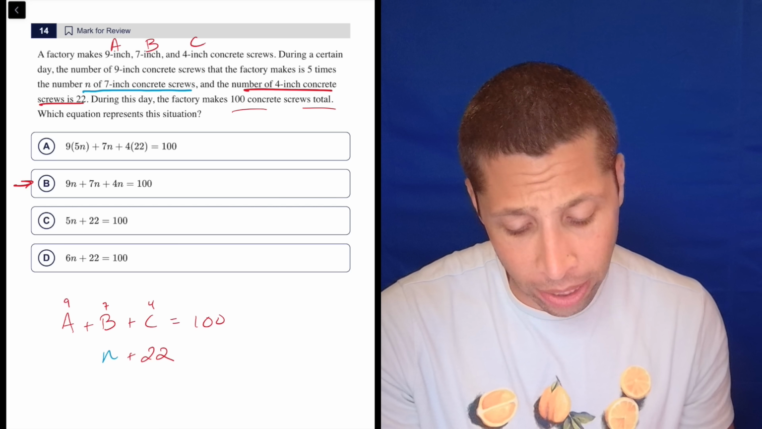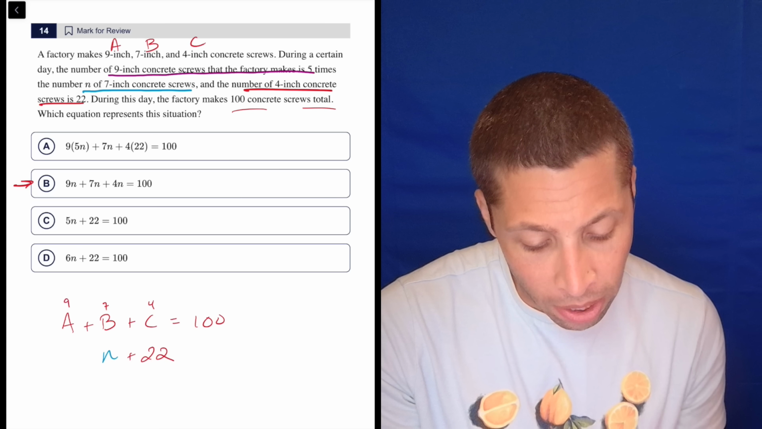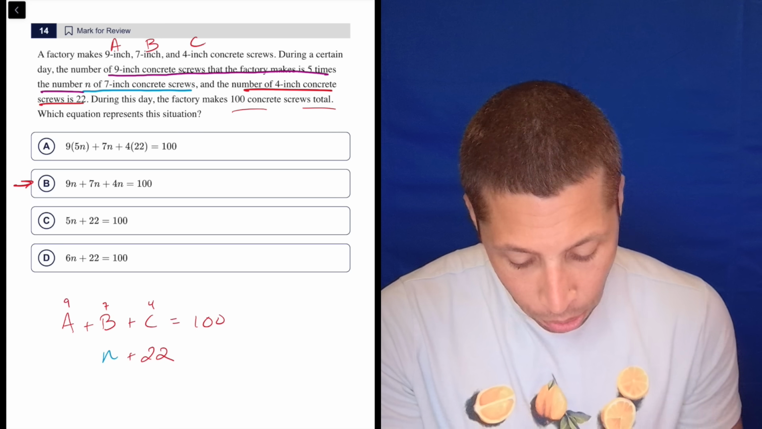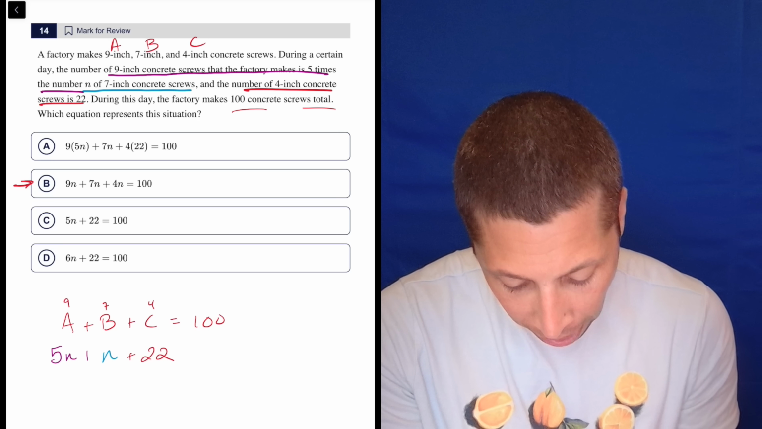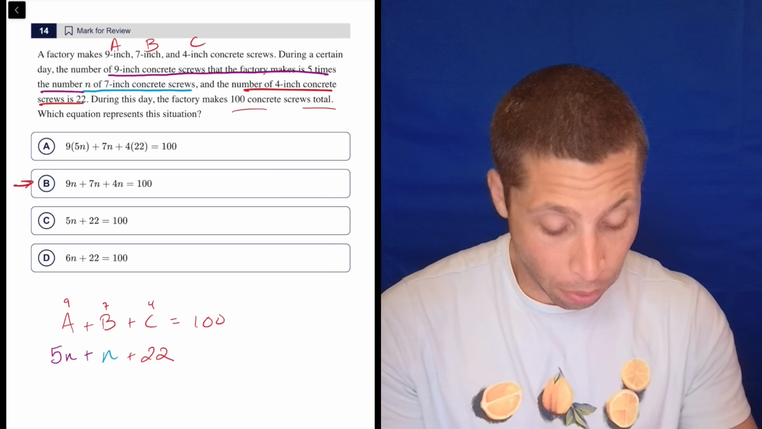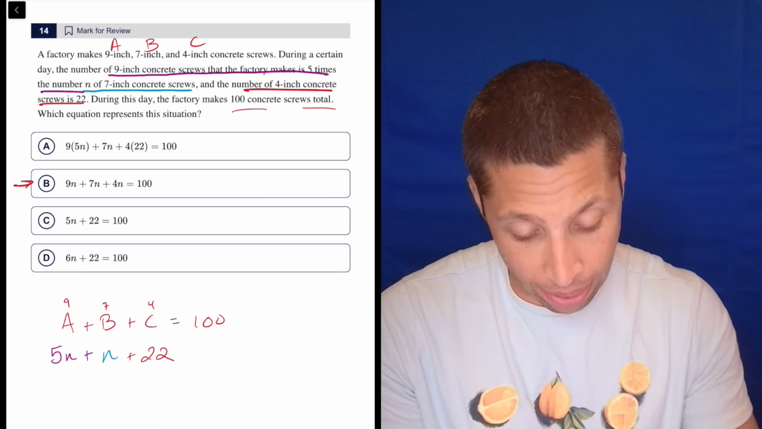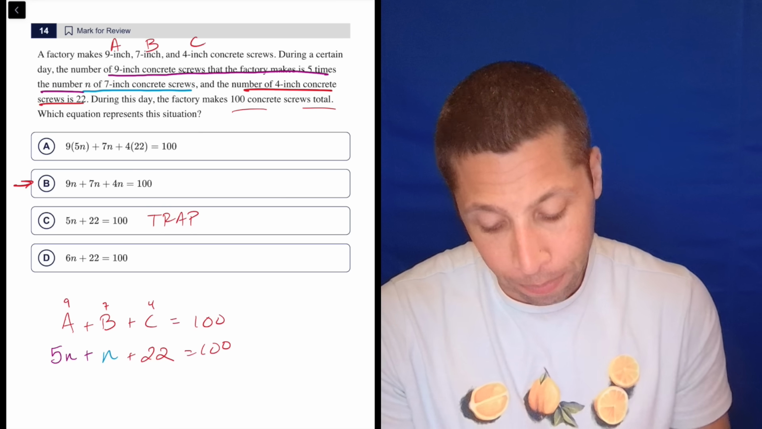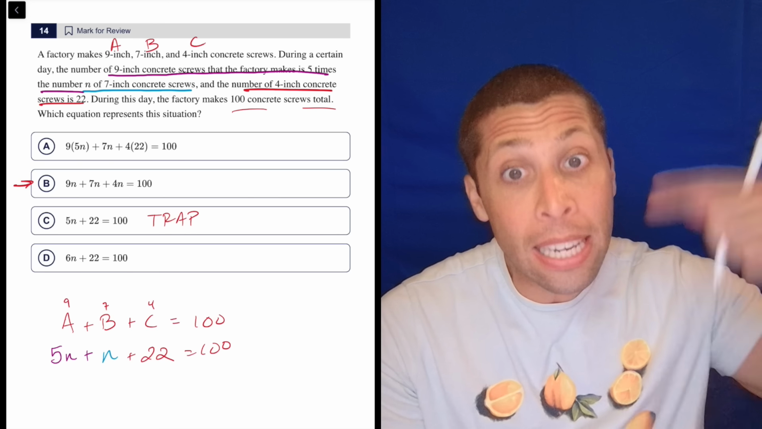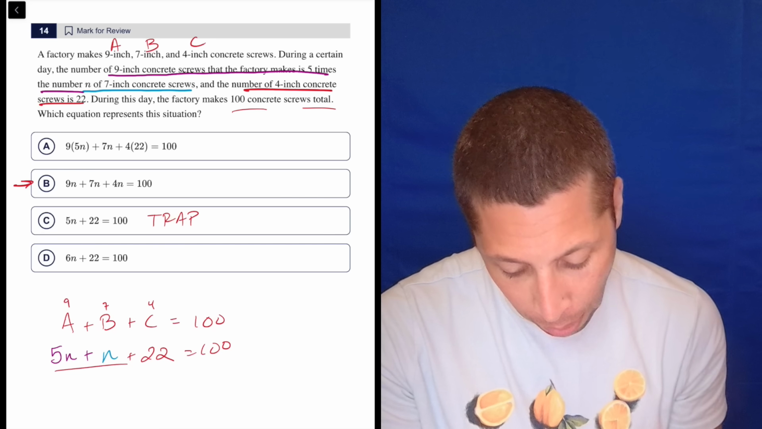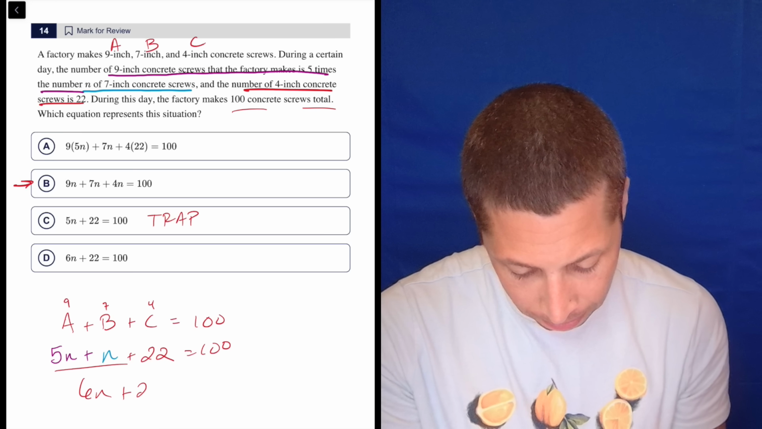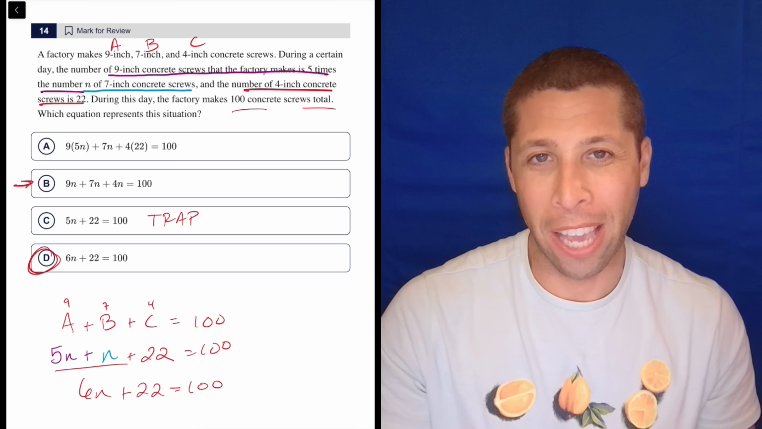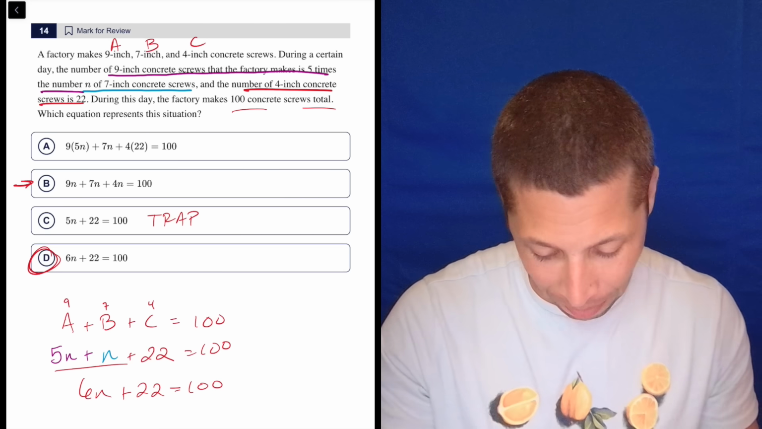Then they also tell us that for the 9-inch screws, that number is going to be 5 times the number for the 7-inch screws. So that means here we're going to add in another 5n. So notice the benefit of the 3 parts is I don't lose anything in this process. If I were to lose something, I'd pick choice C because that's got the 5n, but I need the other piece. I need the regular n, and now I can just combine like terms. 6n plus 22 is 100. Just check in with the choices because there's no reason to solve. We could solve that for n, but we don't need to.